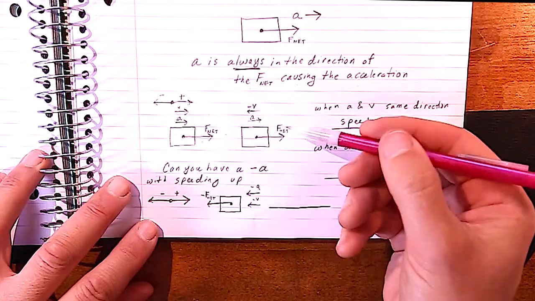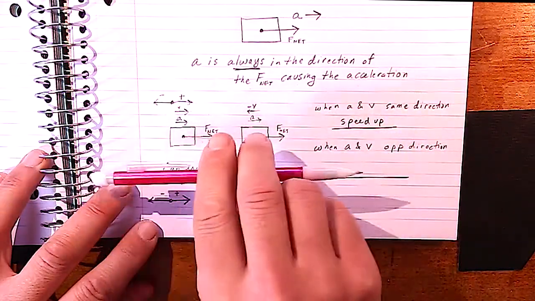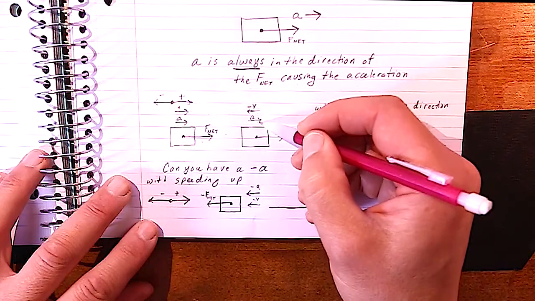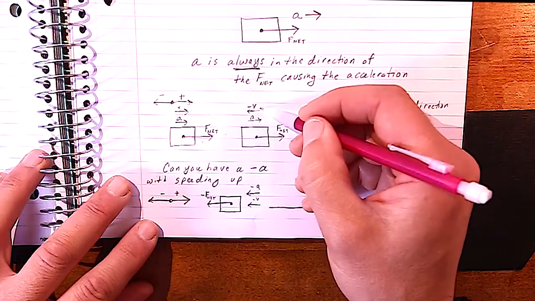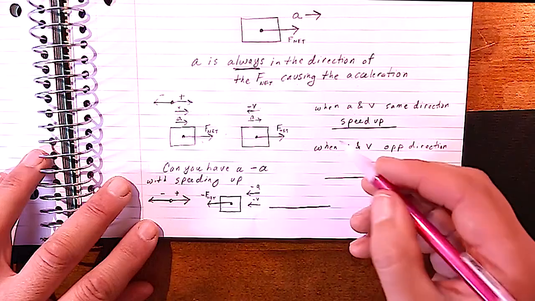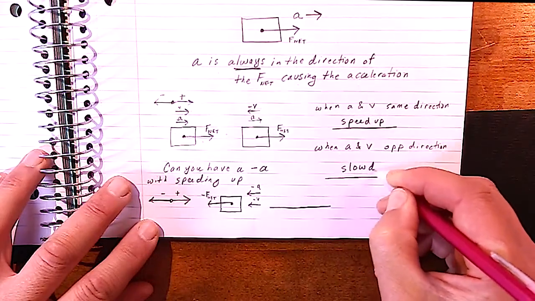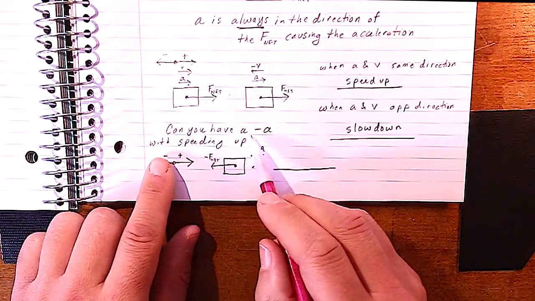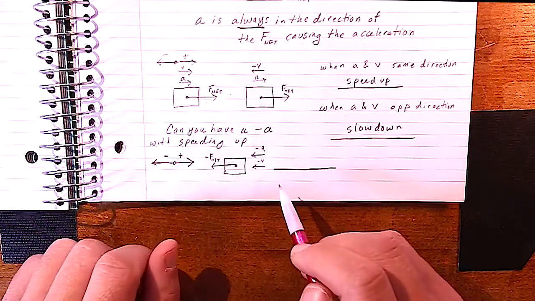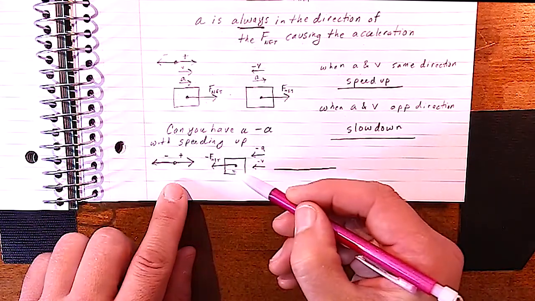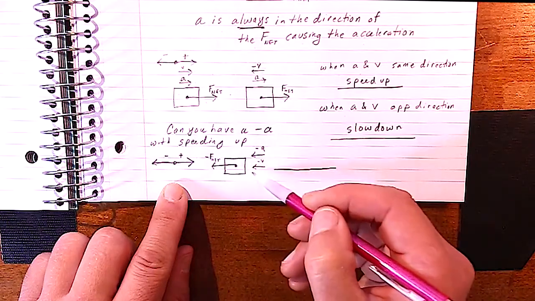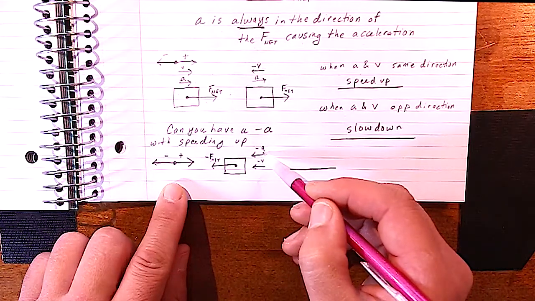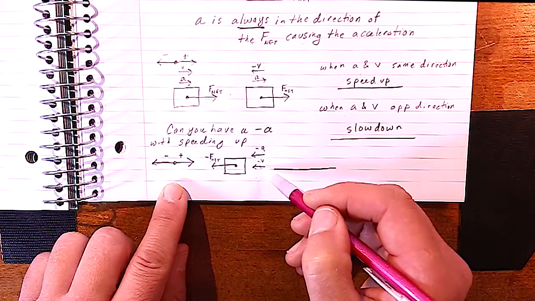But what happens if the object was moving to the left while we were pushing it to the right? In this case, the net force is to the right, so the acceleration is to the right, but the object's moving to the left. When A and V are in opposite directions, it will slow down. So here's a tricky concept. Can you have a negative acceleration while it's speeding up? Sure. What if we are pushing it to the left and it's moving to the left? The net force is negative, so the acceleration is negative, and if it's moving to the left, its velocity is negative.